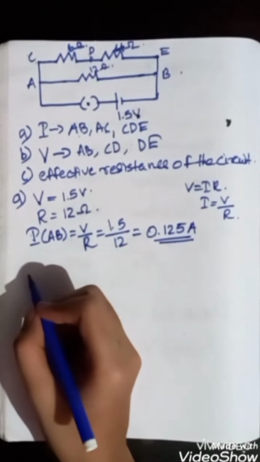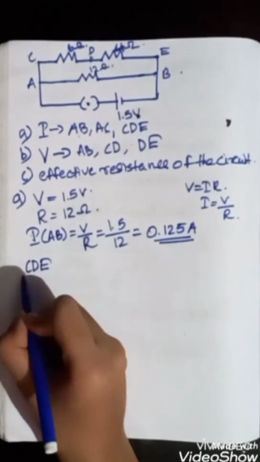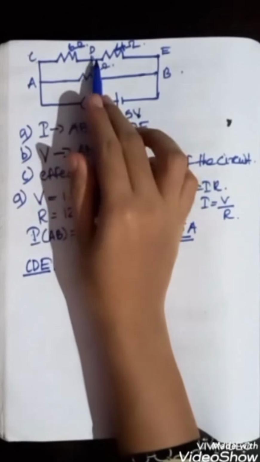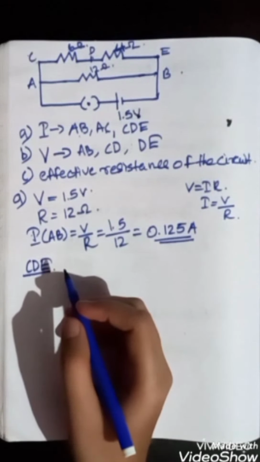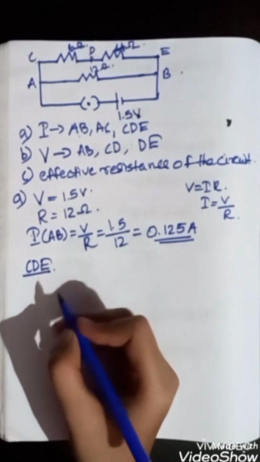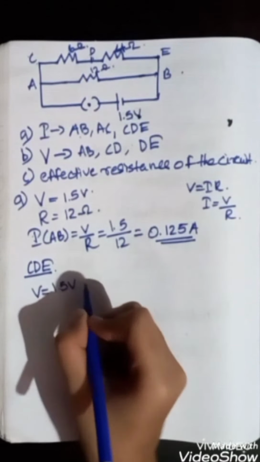Then the next one is the current through CDE. What is the current through CDE? The voltage is V equal to 1.5 volt.